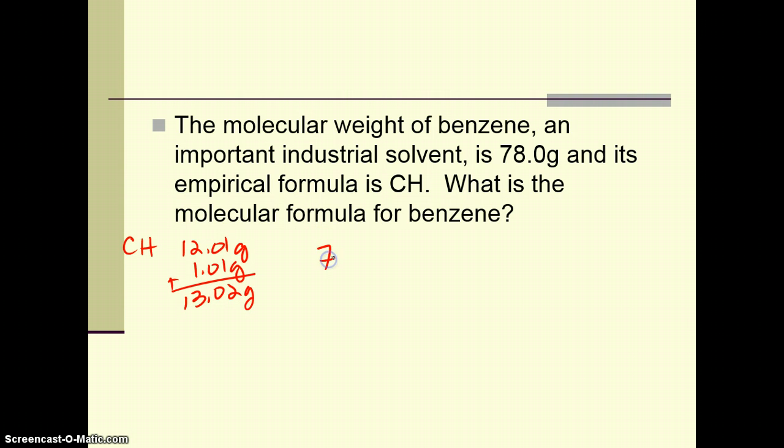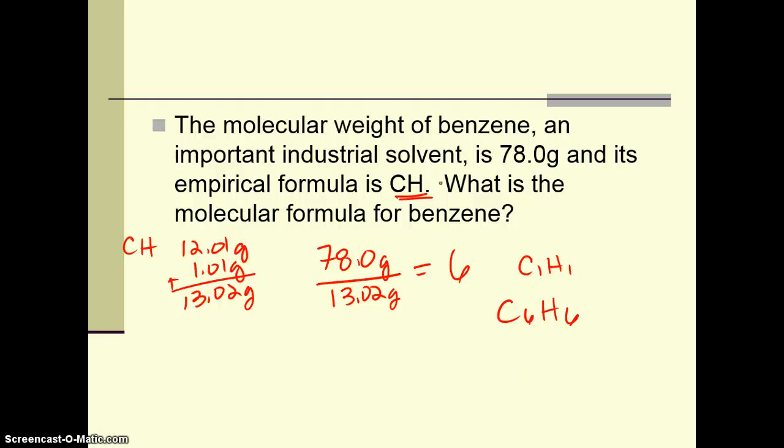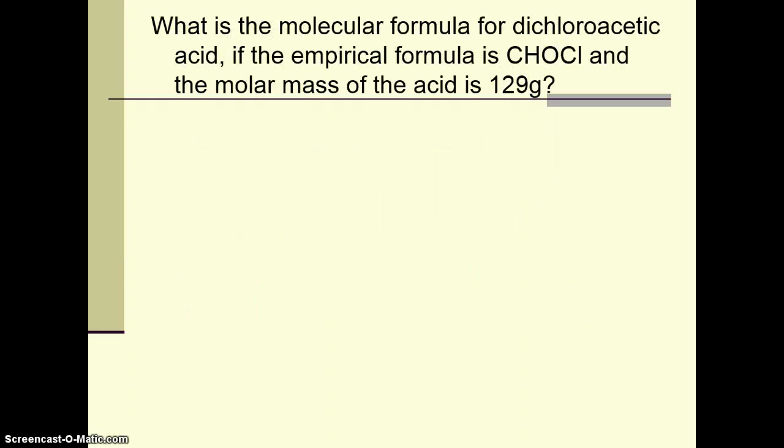How many times does the empirical formula go into the molecular formula? And in that case, it's 6. That means if I have C1H1, which is really what I have when it's CH, my molecular formula is C6H6. See how the empirical formula is the simplest whole number ratio? And the molecular is what it actually is. Let's look at another example. What is the molecular formula for dichloroacetic acid?